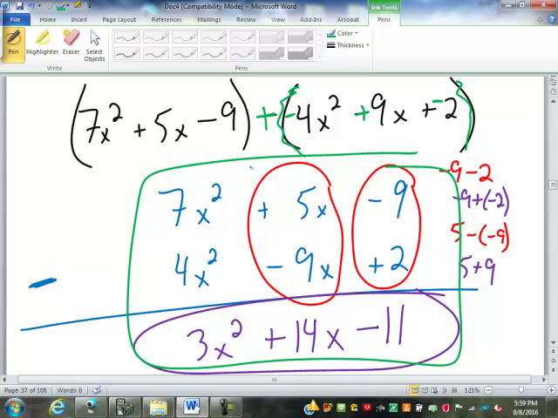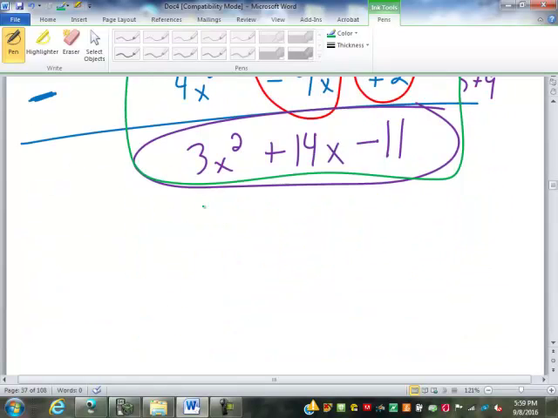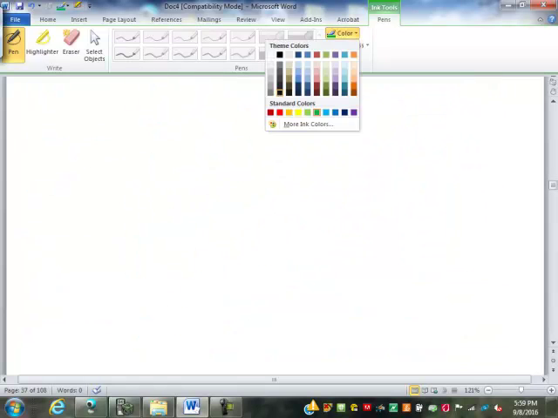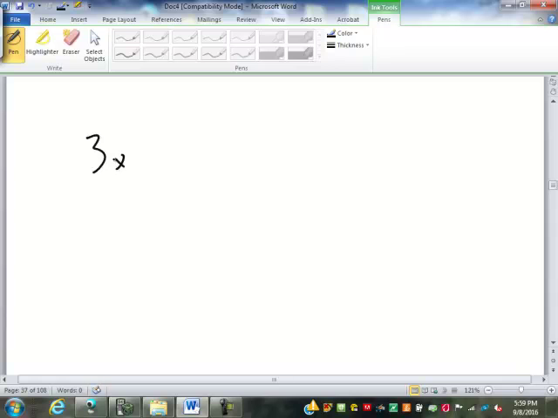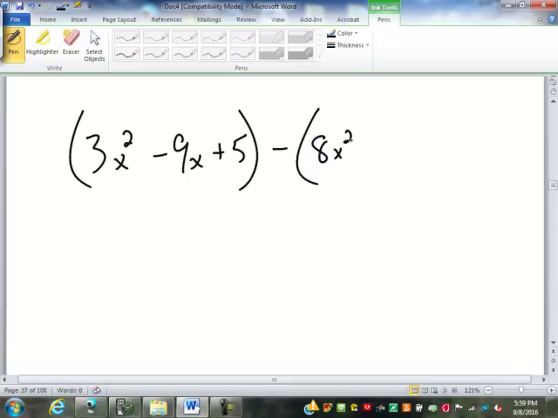Yeah, I'll actually do a different example of that rather than confusing the two of them together there. So let's say I have 3x squared minus 9x plus 5. And I'm going to subtract 8x squared plus 2x minus 9.